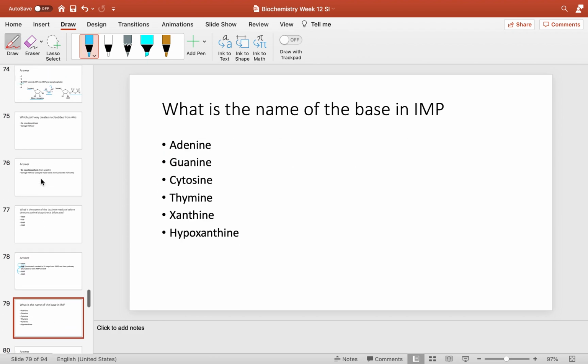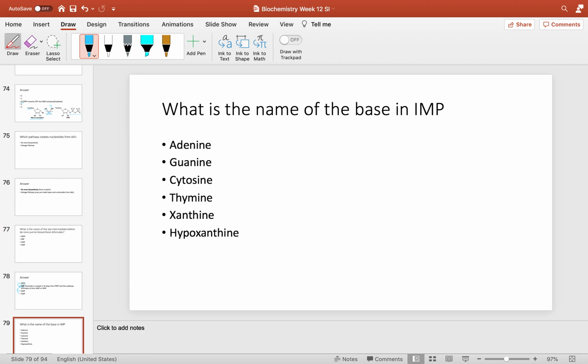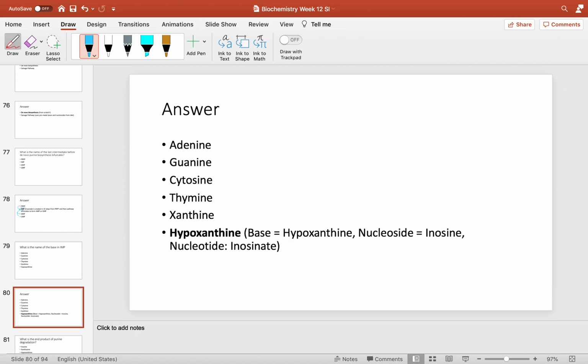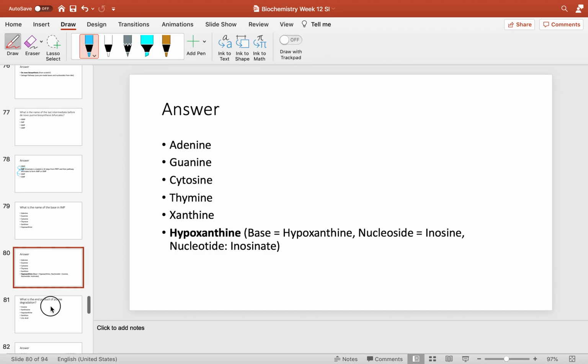What is the name of the base in inosinate? Is it adenine, guanine, cytosine, thymine, xanthine, or hypoxanthine? Right, so this one is hypoxanthine. Remember, the corresponding nucleotides for these are AMP, GMP, CMP, TMP, XMP, and IMP for this last one. It's just that the letter doesn't match up, right? You would expect this to be HMP. That's not it. This is IMP. So just keep that in mind.